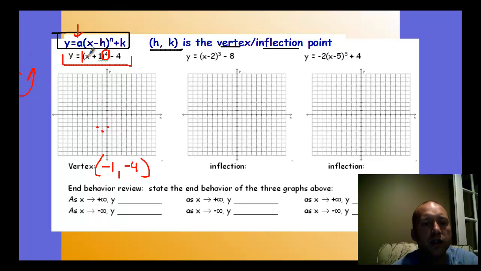If I plug in 1, and so you just plug in 1 for x and evaluate, 1 plus 1 is 2, 2 to the 4th is 16, 16 minus 4 would be 12. So I'm actually going to be off the graph a little bit. That's how fast it's increasing. And I can try sketching a graph here. Oh, that was horrible. Then we can sketch a graph here.